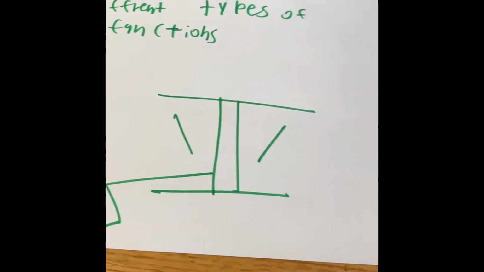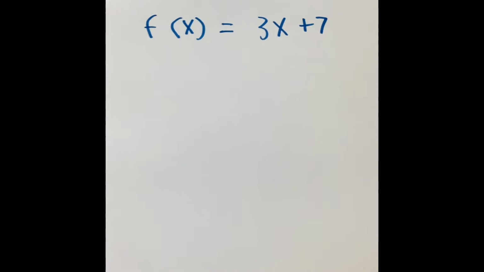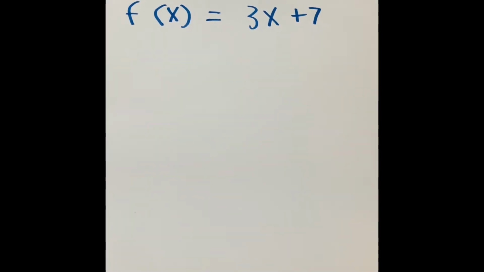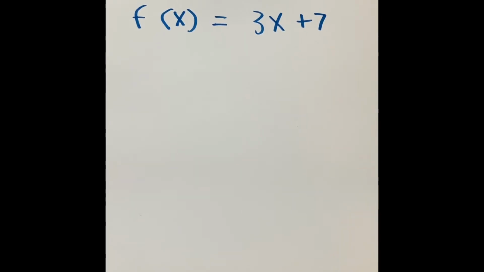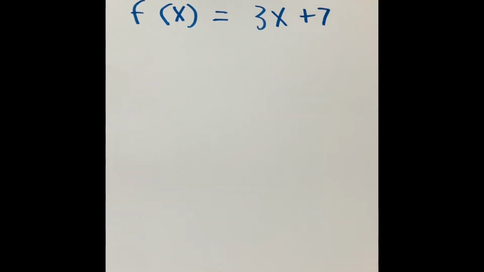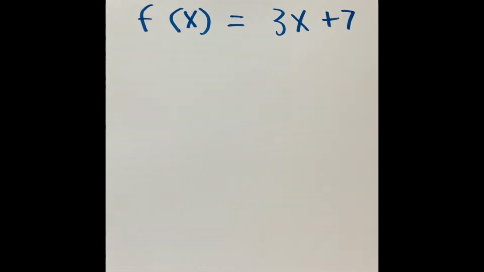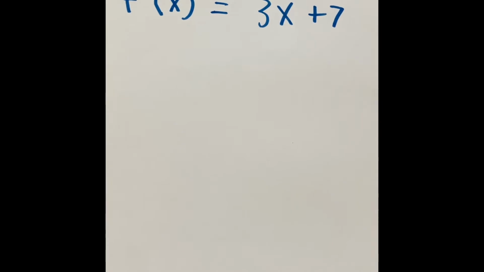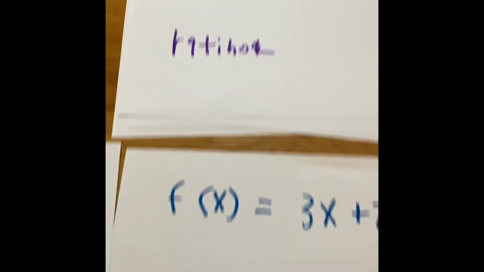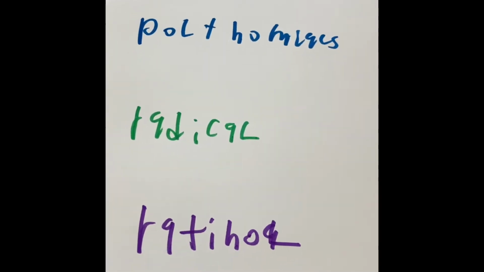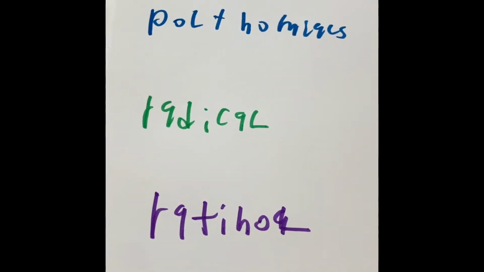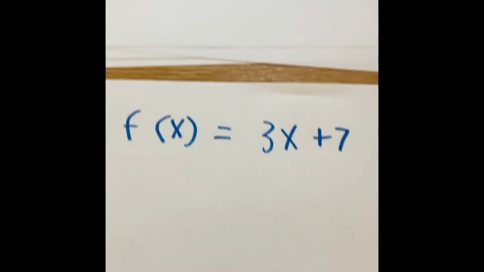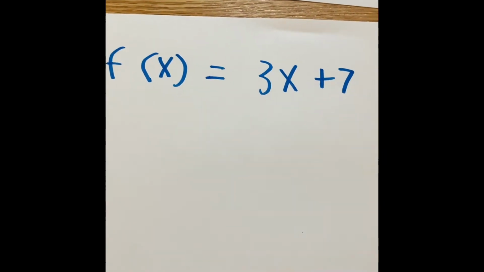In the past videos, we have been taking a look at functions. We have also been taking a look at the vertical line tests and graphing them on a graph. But we have to find out what kind of function this is. The three types of functions are a polynomial function, a radical function, and a rational function. So, what do you think this function is?